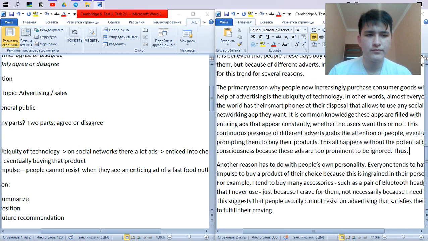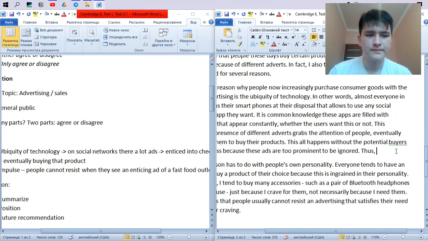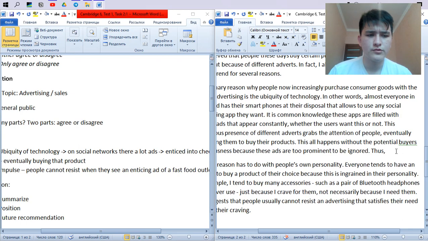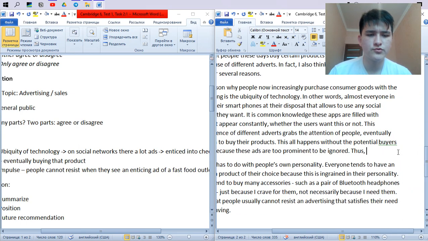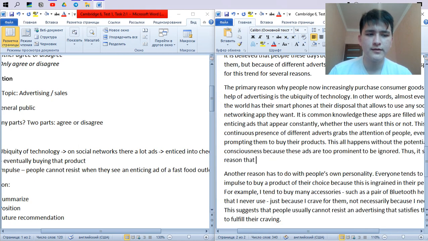Thus, this all happens without the potential buyer's consciousness because these ads are too prominent to ignore. Thus, it stands to reason that advertising or marketing can have a powerful impact on or effect on customers' minds.